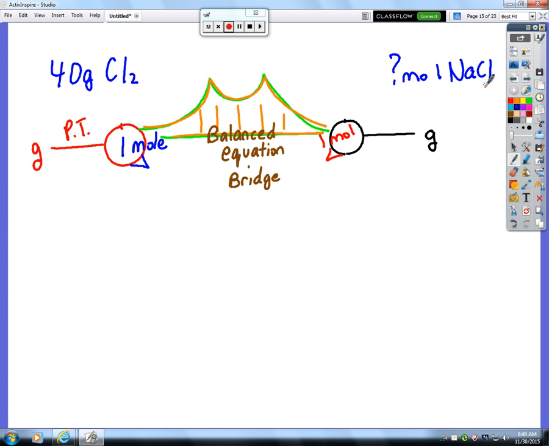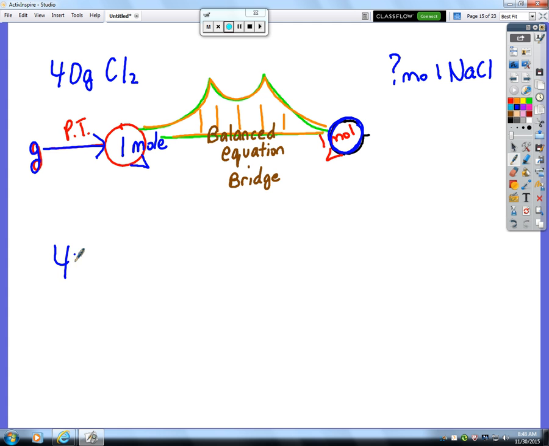So what do you have? You have 40 grams of chlorine. You're right here. Where do you need to end up? You need to end up in moles of sodium chloride. So you don't need this section right here. What's your first step? To change grams to moles. So I'm going to do that right here.